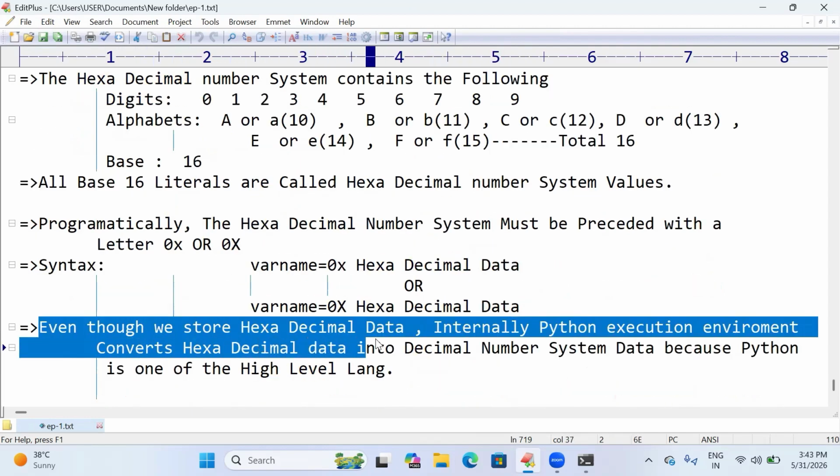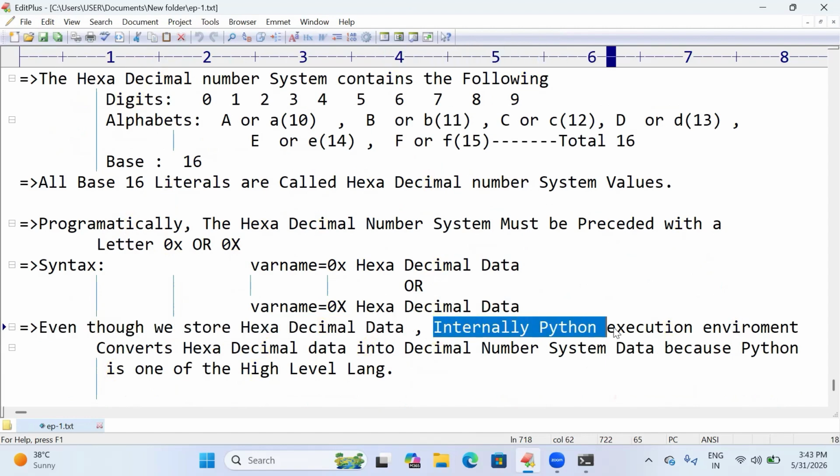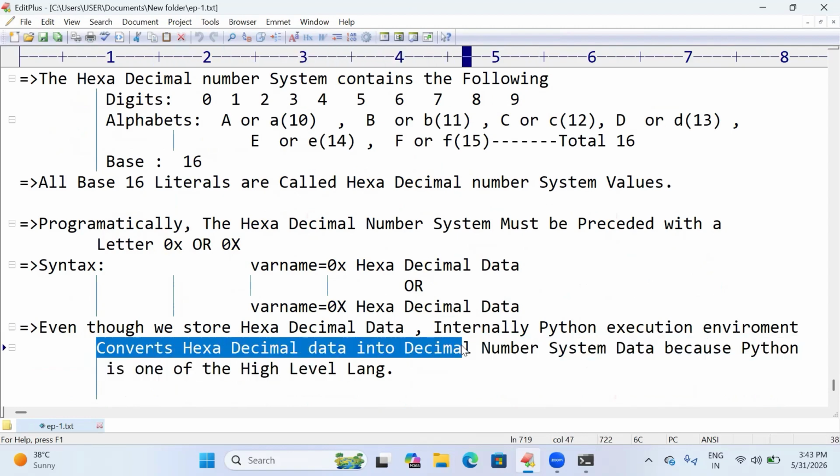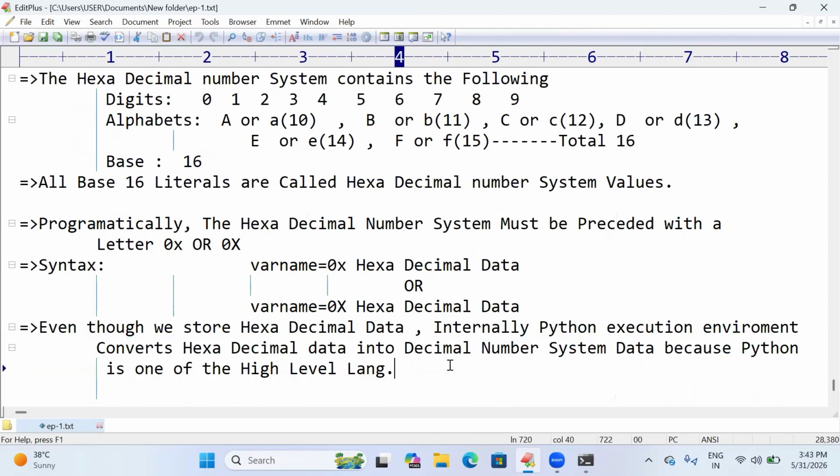Even though we store hexadecimal data, internally the Python execution environment converts this hexadecimal data into decimal number system data, because Python is a high level language. So see here, decimal number system to hexadecimal number system, and hexadecimal number system to decimal number system. So let's see. For example, we are taking 172 as a decimal value.